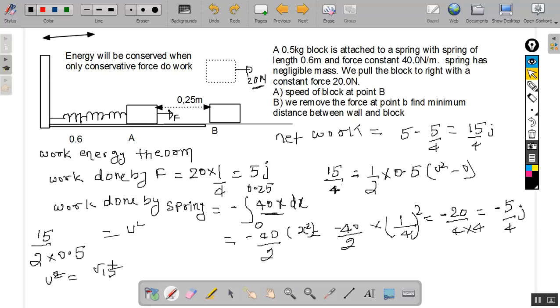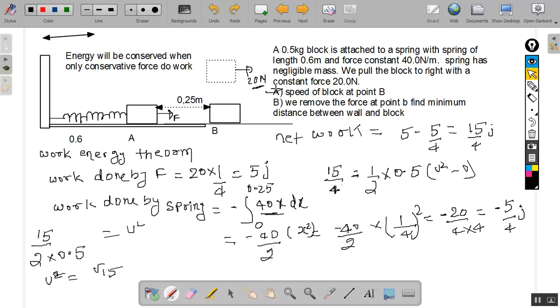Now what is the velocity at this point? So we have solved the first question. See here, energy is not going to be conserved. We used the work energy theorem, not the conservation of energy principle.